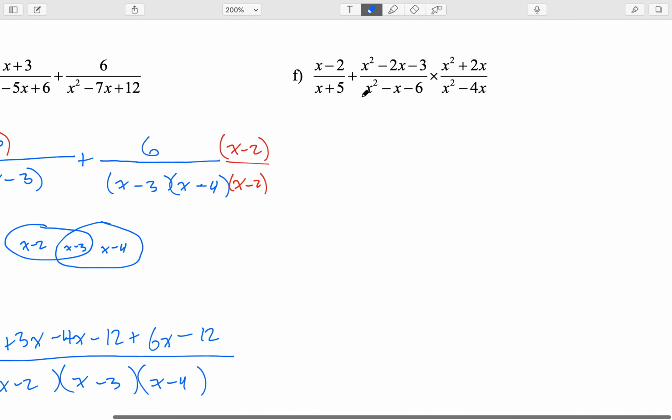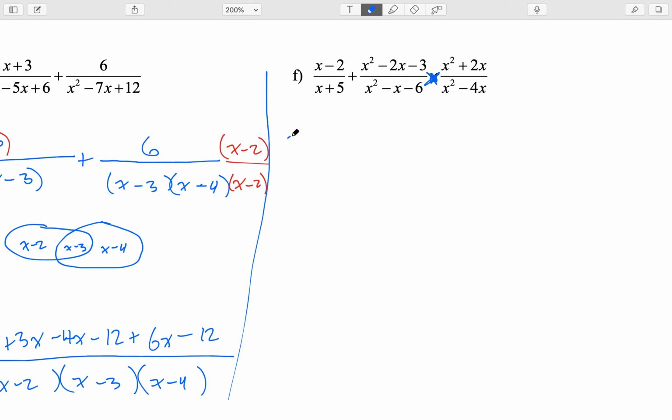What about this one? This one's going to be even worse. Oh man, look at all this. But I'm expecting a whole bunch of stuff to cancel. And besides, this is a plus and a times. Remember, you always do the multiplication first, right? You multiply before you add. So I'm going to try and simplify this stuff down. I can see a whole bunch of things going on here. And then I'm going to add it on.